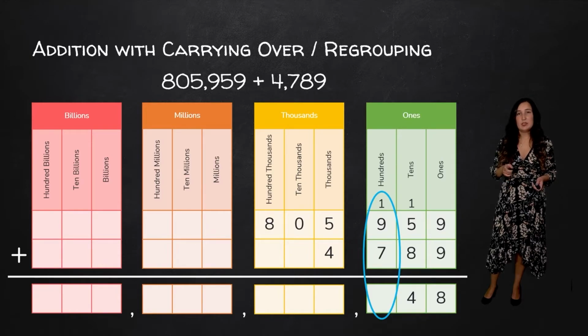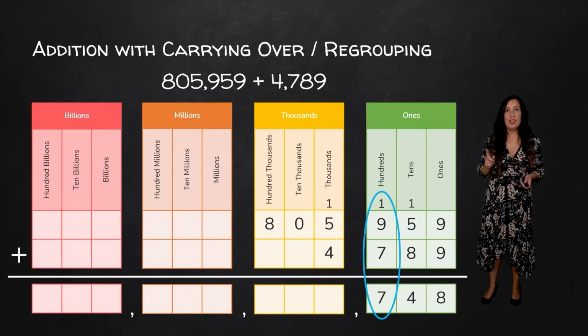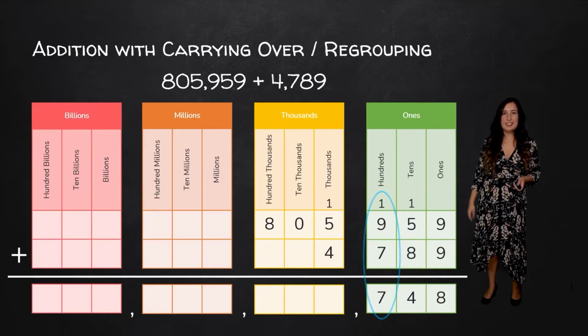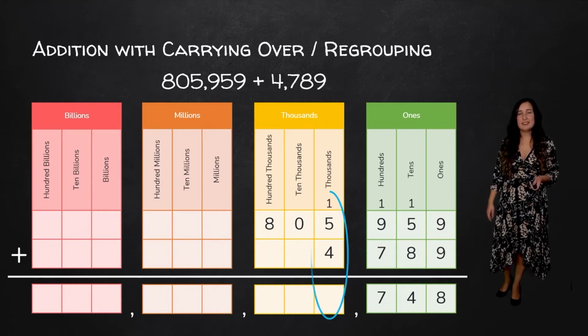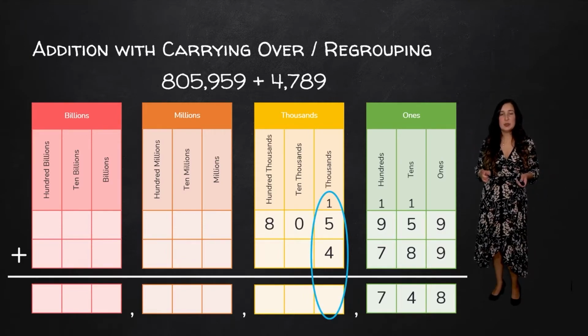And when we add those together, 1 plus 9 plus 7, that gives us 17. So we keep the 7, and then we're going to carry over the 1 because that moves on to the next place value. All right, and now we're done with the hundreds place, and we're going to move on. So again, now we're going to add the 1, the 5, and the 4. So 1 plus 5 plus 4 gives us 10. We keep the 0, and we carry over the 1.